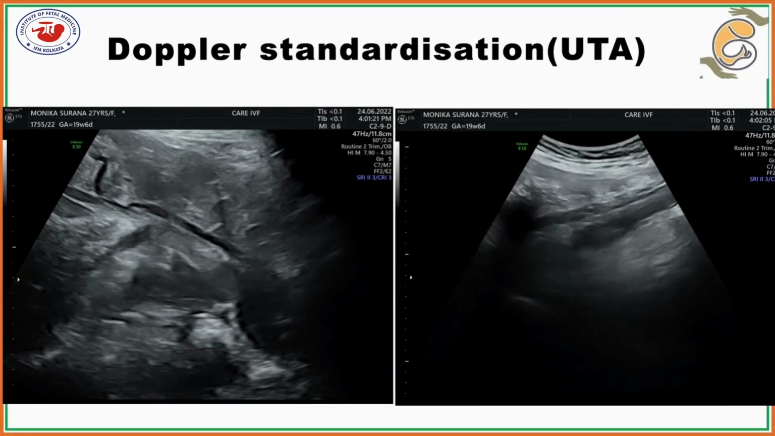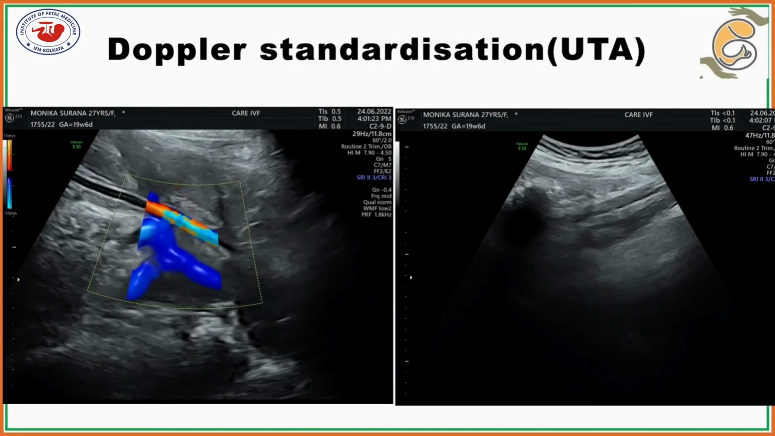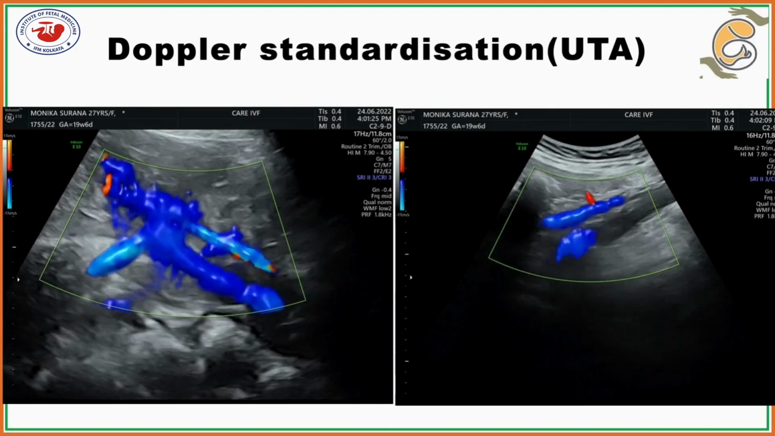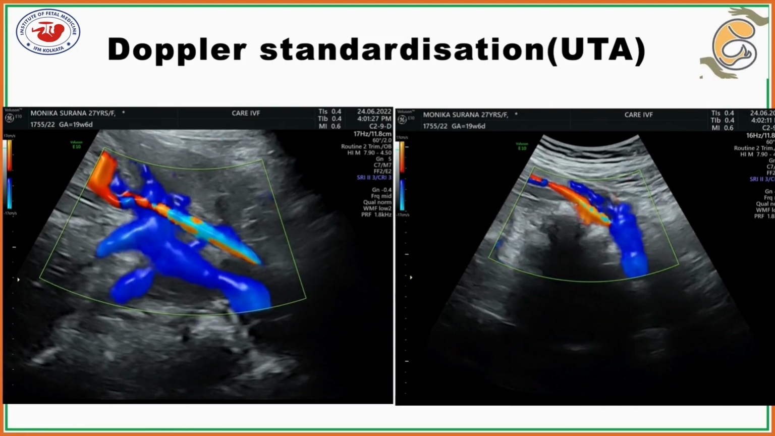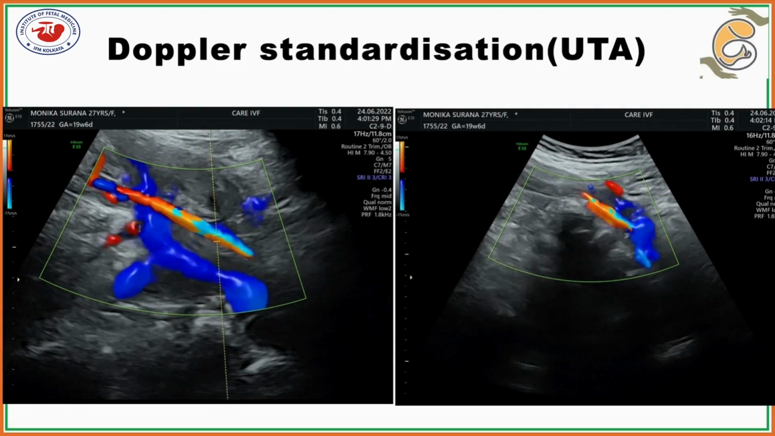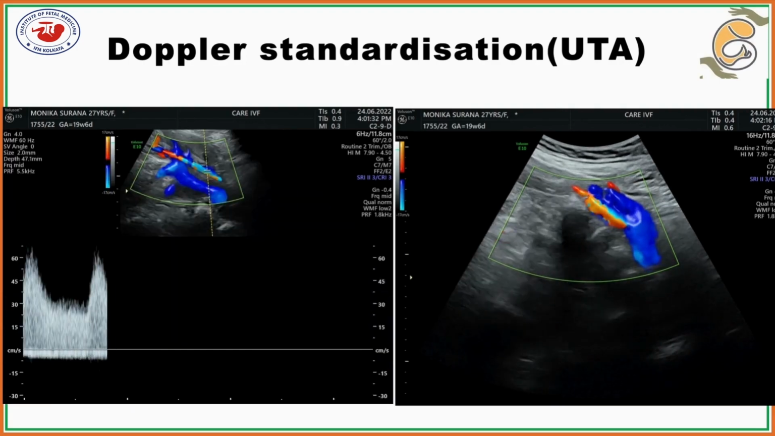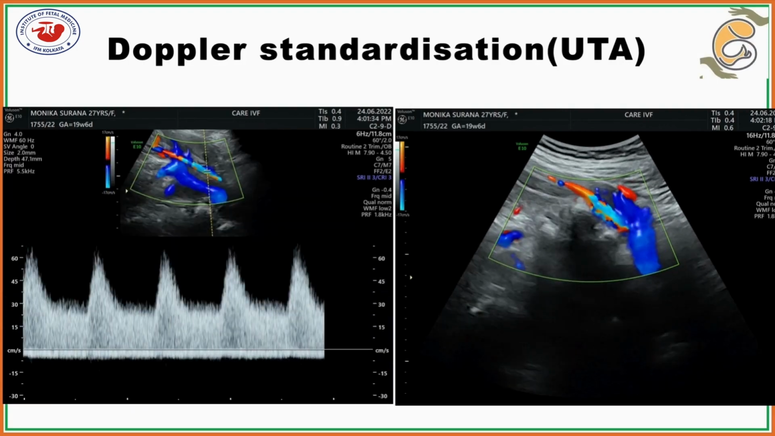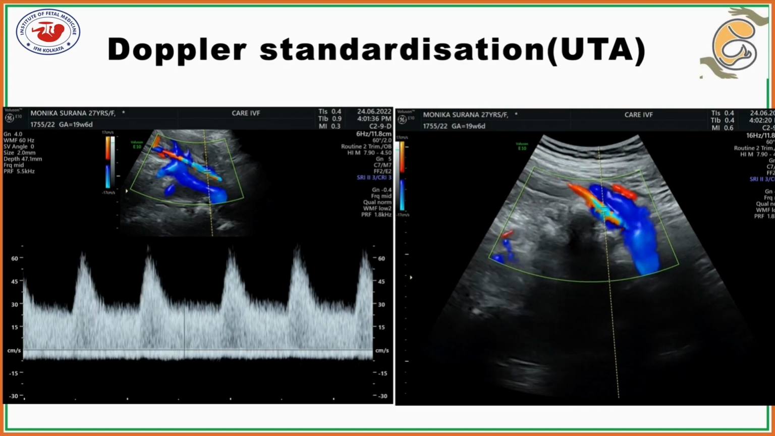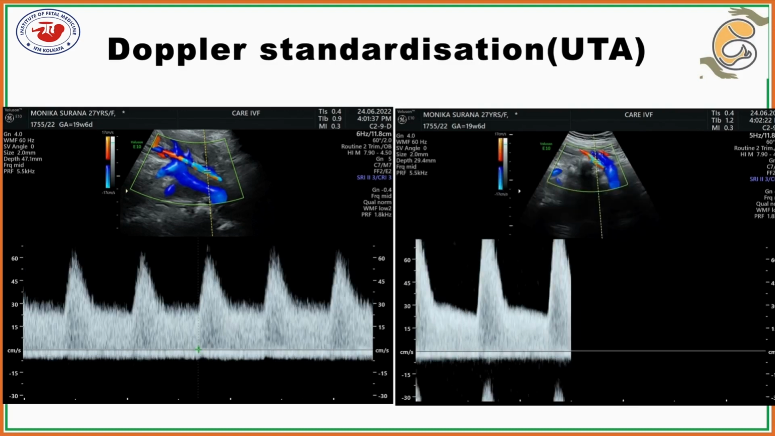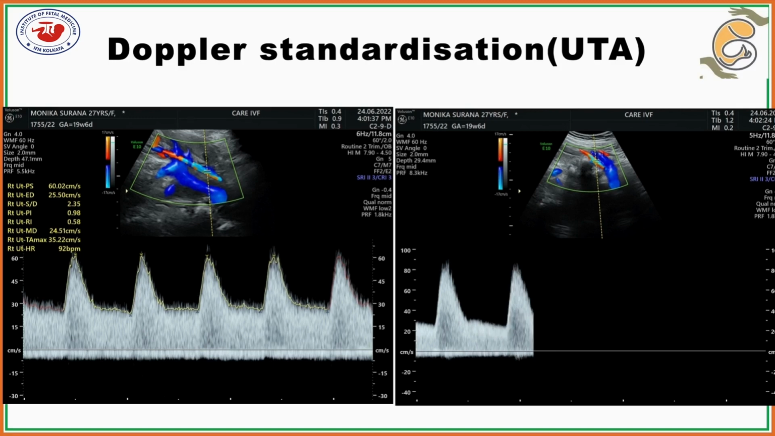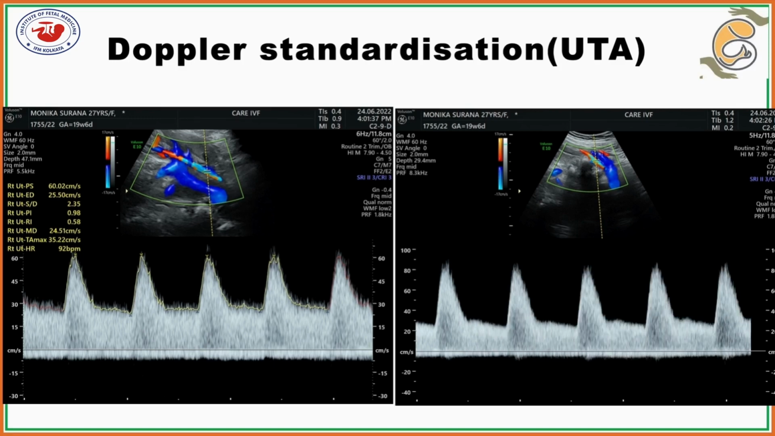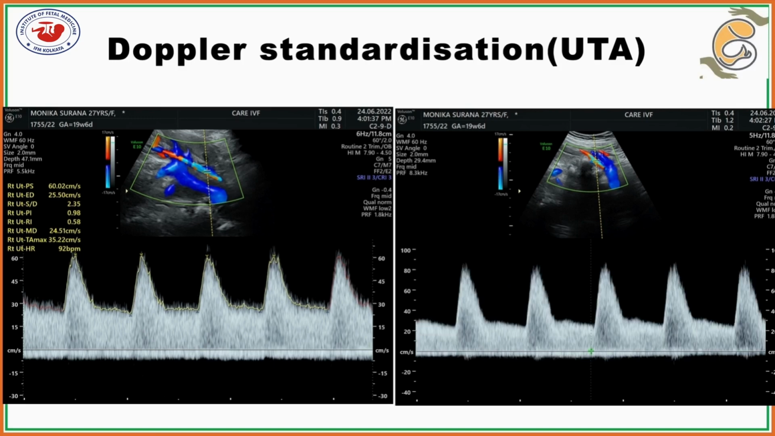Again, I should show you. First, in the gray scale, you see this vessel which is dropping down. This is your uterine artery. Now, this is your iliac, external iliac vessels. After the crossover, this portion you have to insonate, and you try to get a clean waveform, and from this you first see your peak systolic velocity.